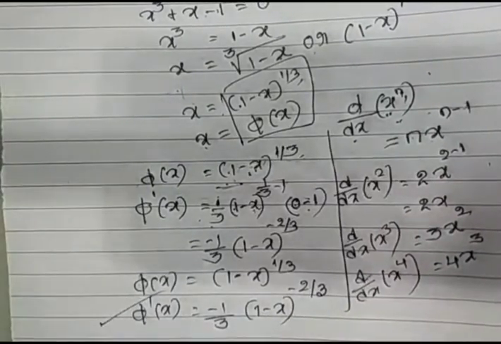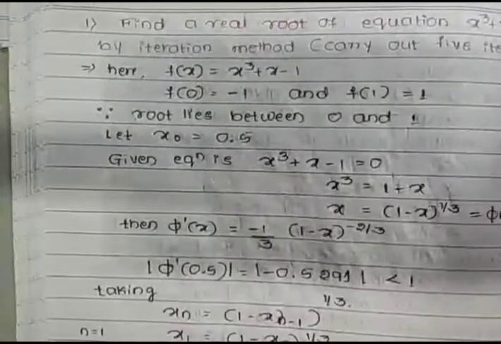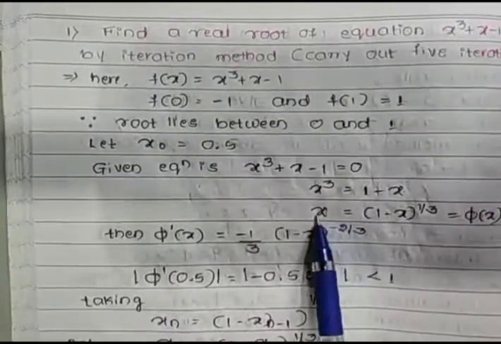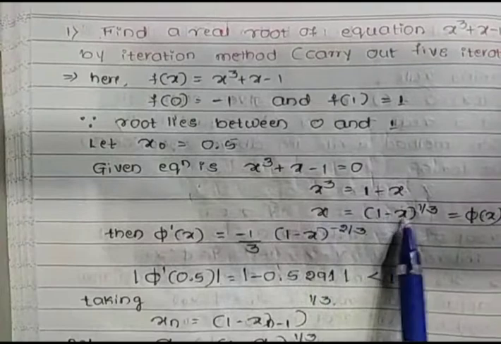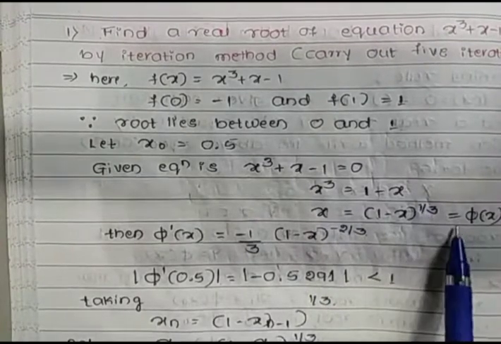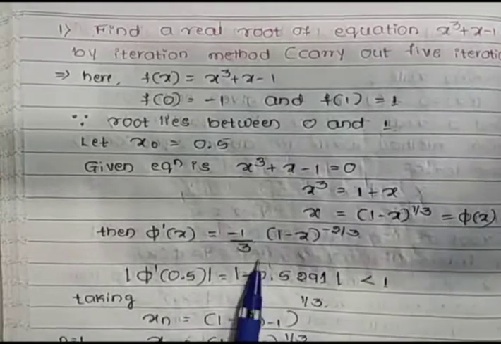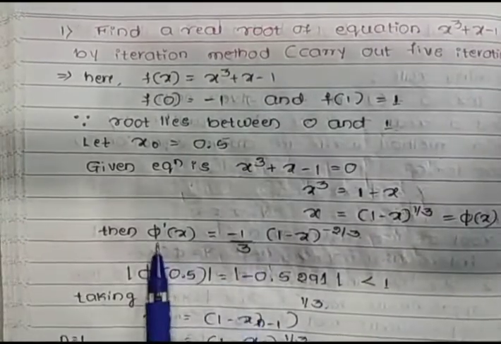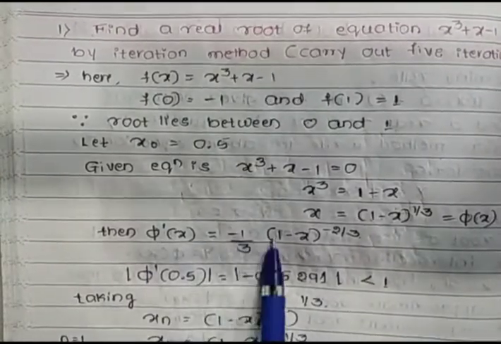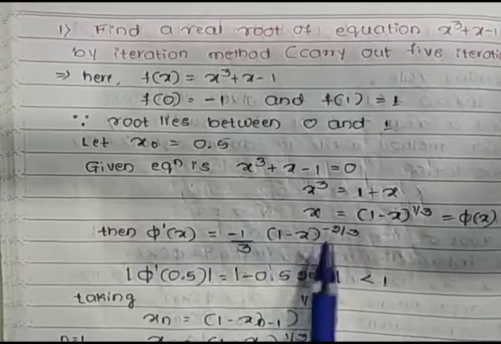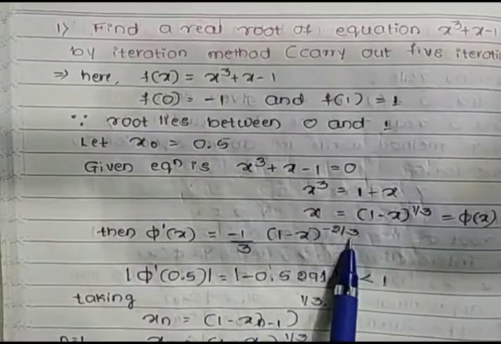So this is the required differentiation. Here the x value is (1 minus x) raised to 1 by 3. Call this f of x and then take its derivative. Its derivative is minus 1 by 3 times (1 minus x) raised to minus 2 by 3.